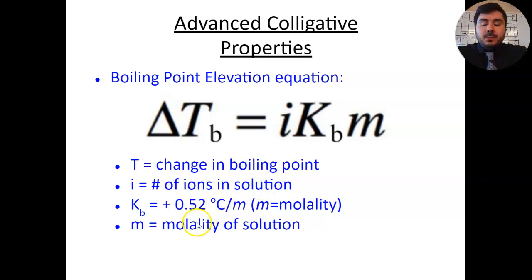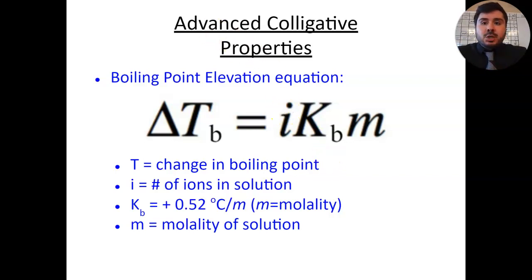And then lastly, we've got molality itself, lowercase m. This is not going to be mass, okay? So we have to make sure we recognize that when we utilize this formula. Again, we've got change in boiling point, i the number of ions in solution, the Kb constant, which is positive 0.52 degrees Celsius divided by molality, and then finally lowercase m, which is just the molality of the solution.